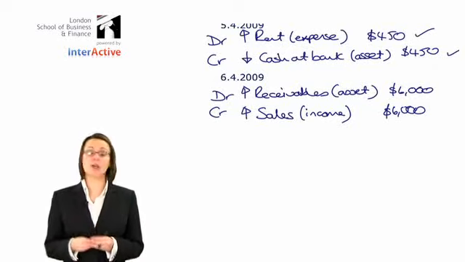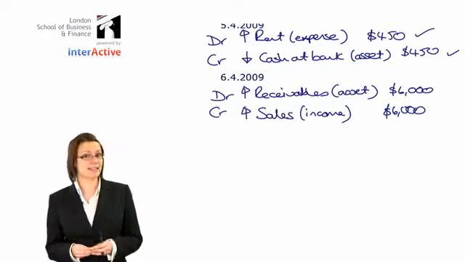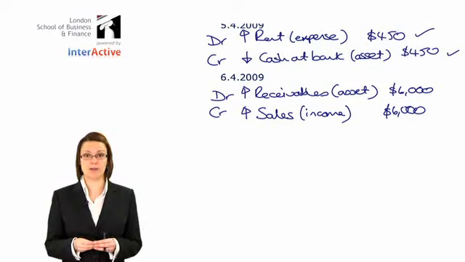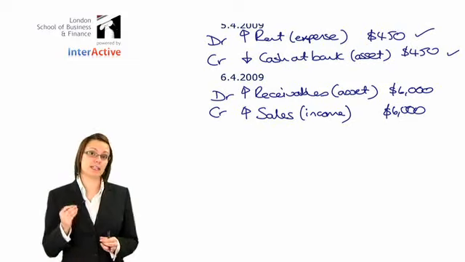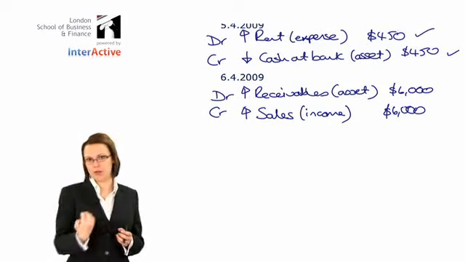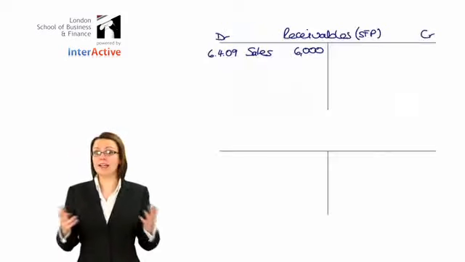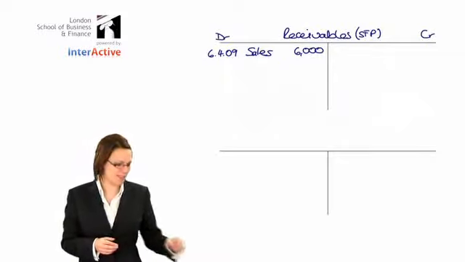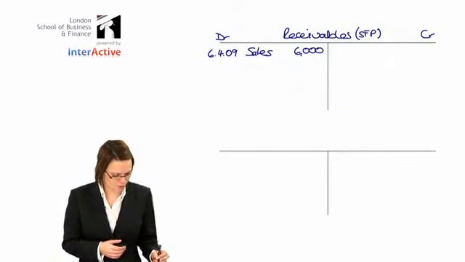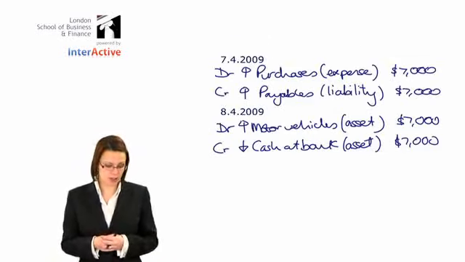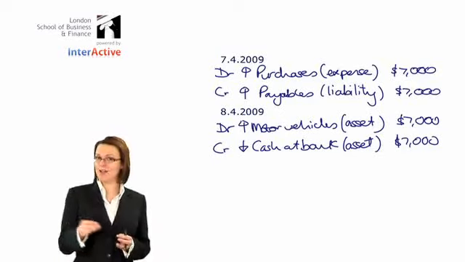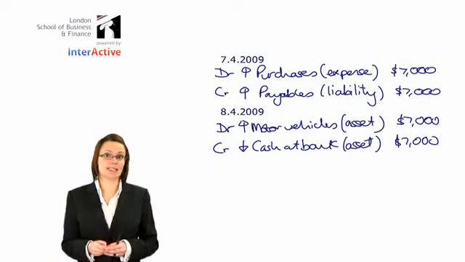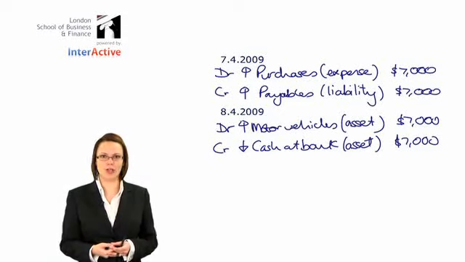Transaction number 6, then, we said we were going to debit receivables assets by $6,000 and credit sales income with $6,000 as well. Remember, receivables is an asset because we sold those goods on credit. A customer is paying us later. Okay, so we've done transaction number 6. Now let's have a look at transaction number 7. Looking back at the journal, we can see then that what we said we were going to do is debit purchases and increase that expense by $7,000 and credit payables, the liability, by the same amount of $7,000.